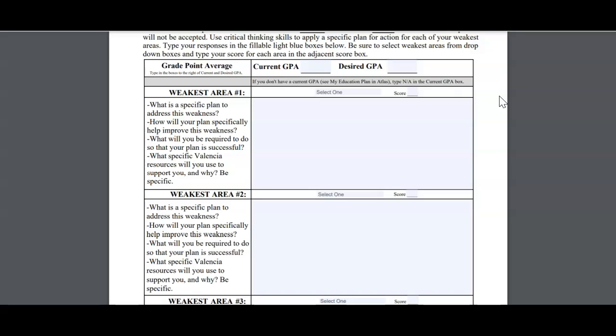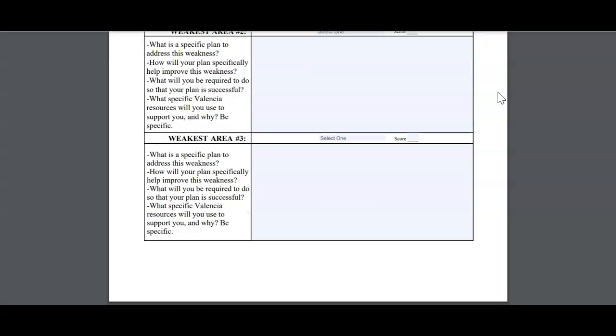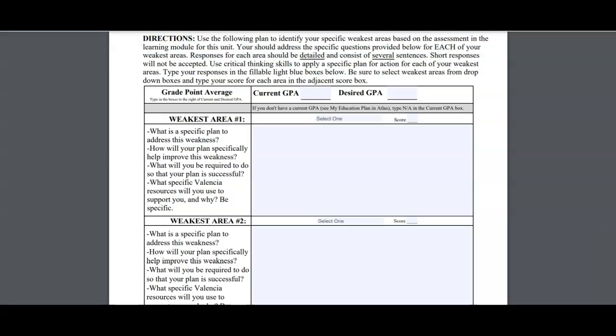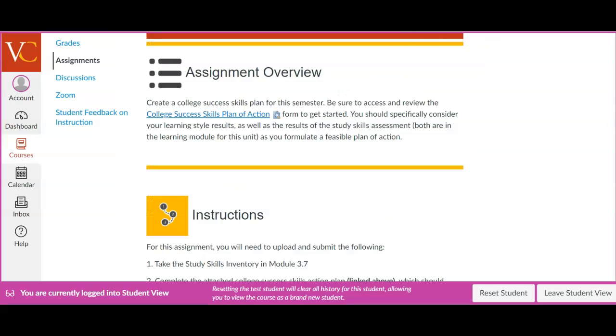If your weakest area is test-taking, look back at those pages in the module about test-taking strategies or test anxiety and actually pick one if you think it fits you and would help you, and use that as how you're going to address your weakness. So you've got 3 areas here. Again, this is kind of for note-taking. You don't have to write whole sentences. You can write little bullet points or whatever.